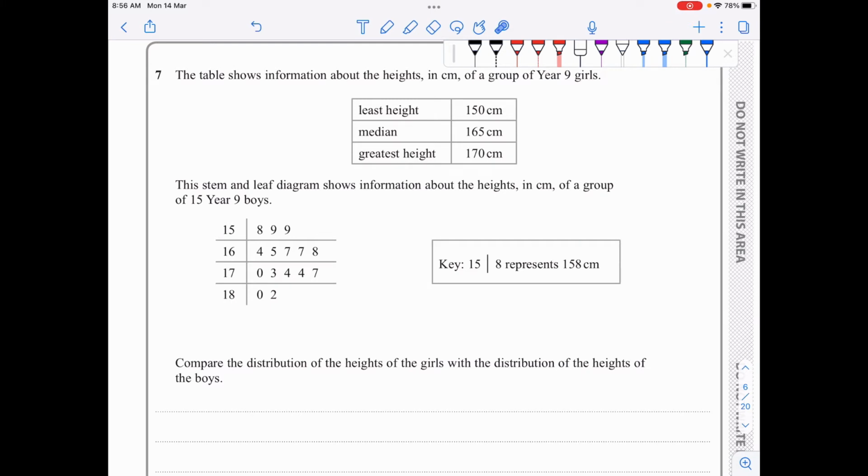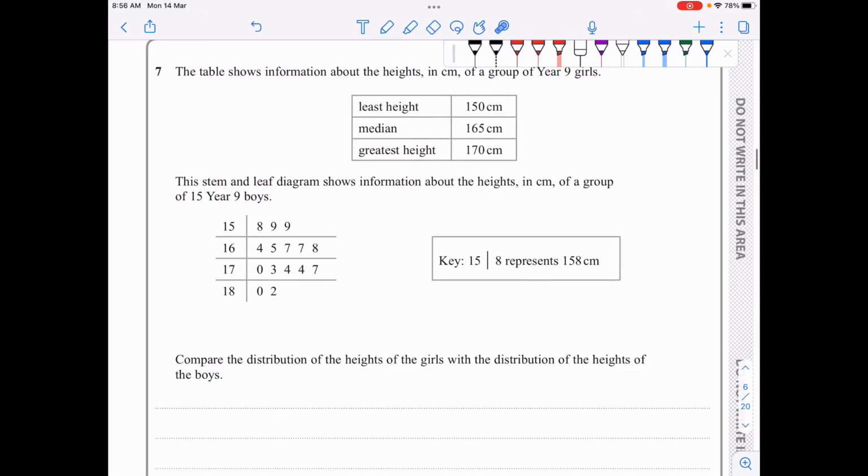Number 7. We've got a stem and leaf diagram showing information about heights of a group of 15 year 9 boys. And we've got a table here of year 9 girls. So we need to compare the distribution. I've got the information for the girls here. I'm going to be working on the stem and leaf diagram to find similar numbers: the least height, the median, and the greatest height for the boys. So I'm gonna put girls here and then update these with boys.